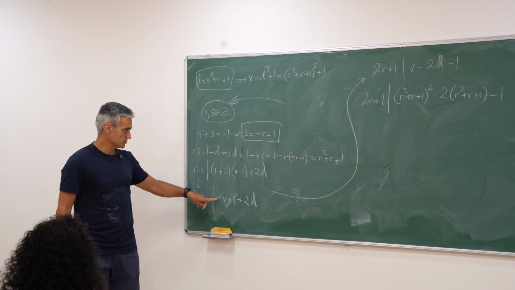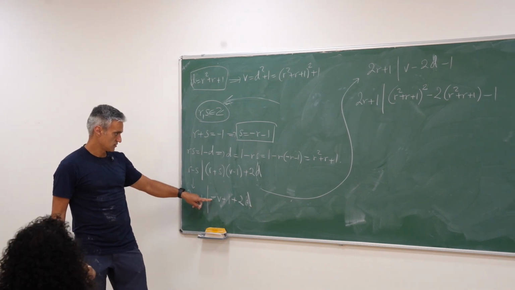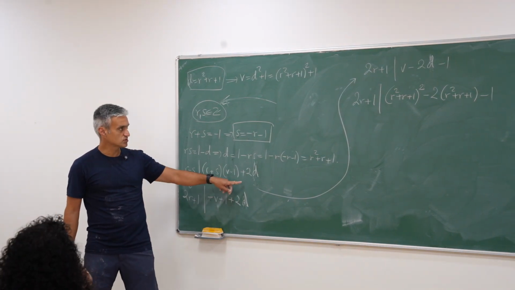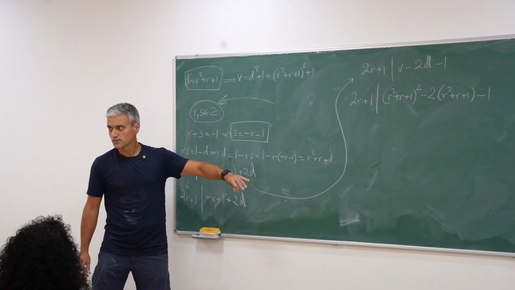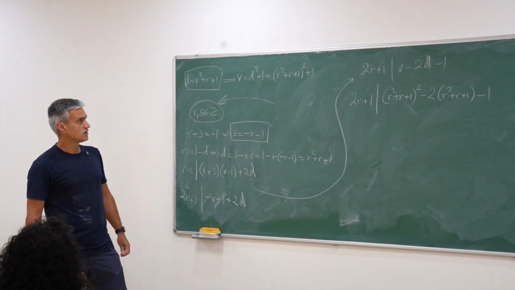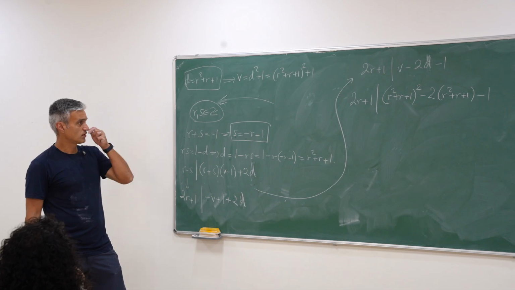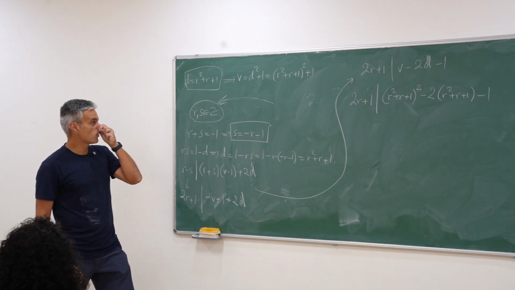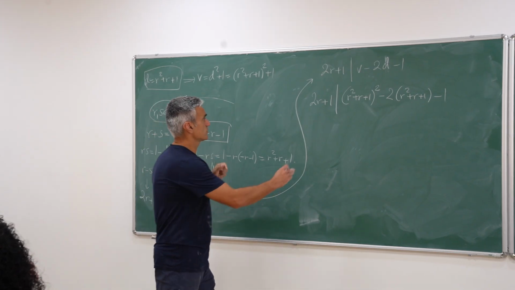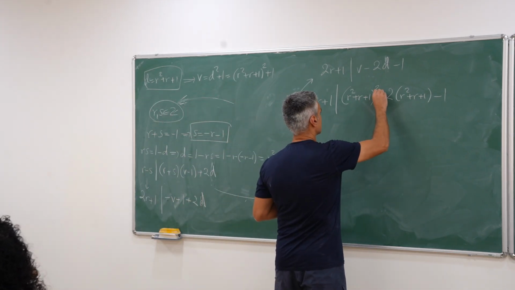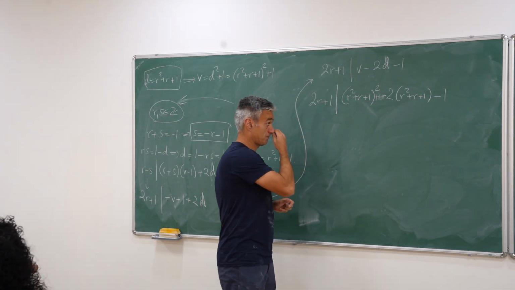Here I had minus V plus 1 plus 2D, so I change the sign, so it's V minus 2D. No, this is fine. V is R squared plus R plus 1 squared, and also plus 1 is there. Plus 1 here. Okay, thank you.